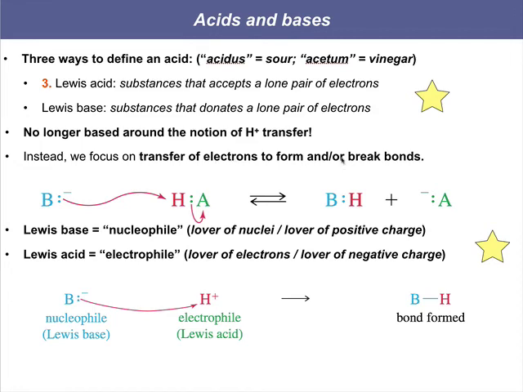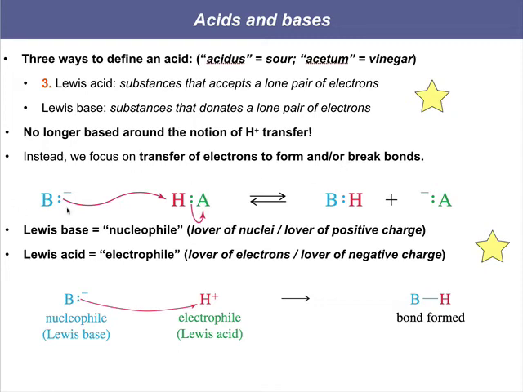Now, almost every chemical reaction that you're ever going to find involves transferring electrons to make or break a bond. So in a lot of ways, the Lewis acid-base definition is a universal definition. You can apply it to almost every reaction that you ever come across.